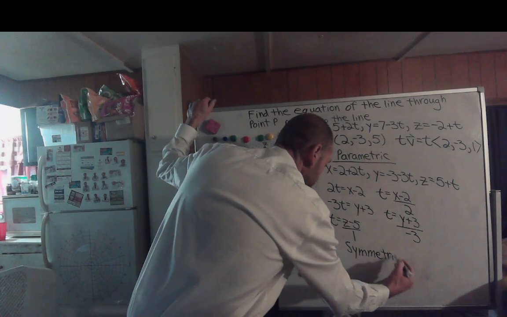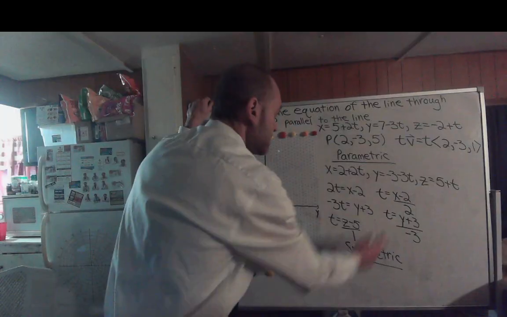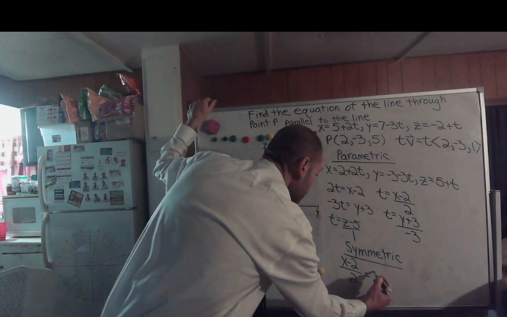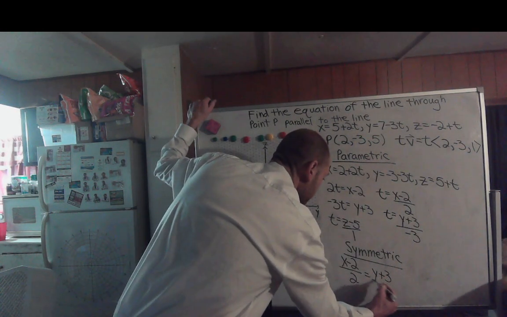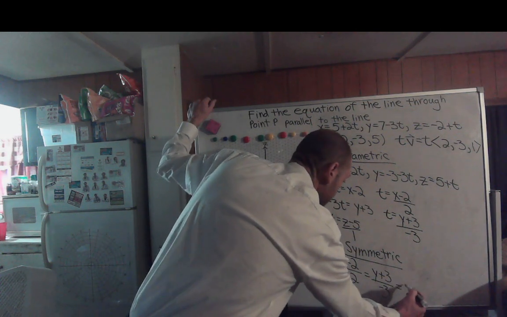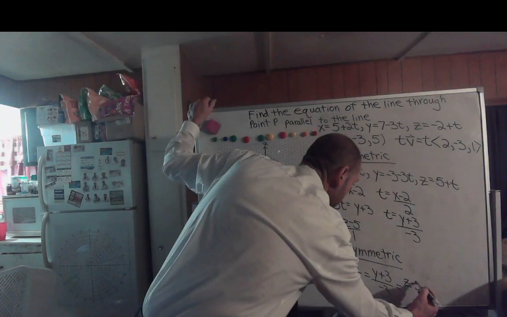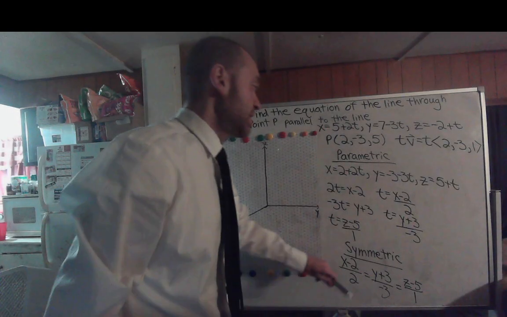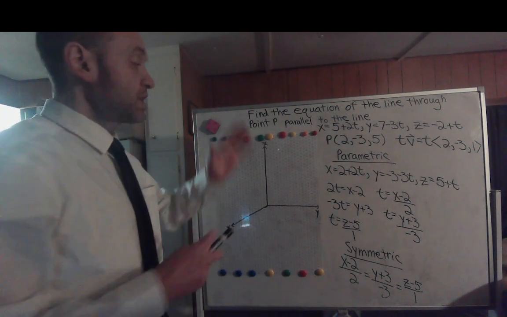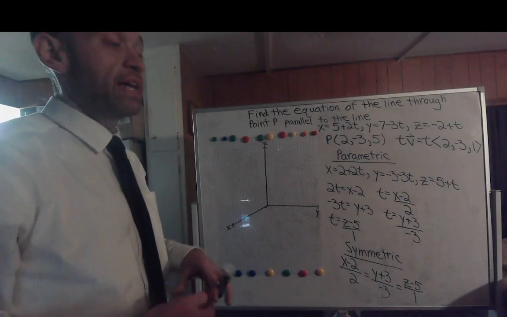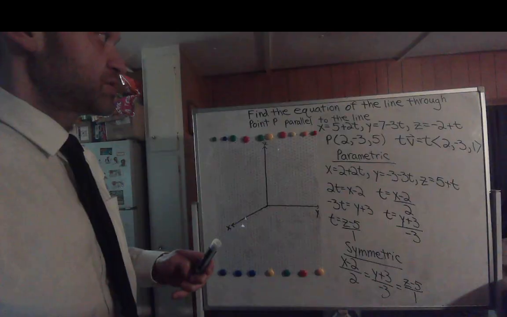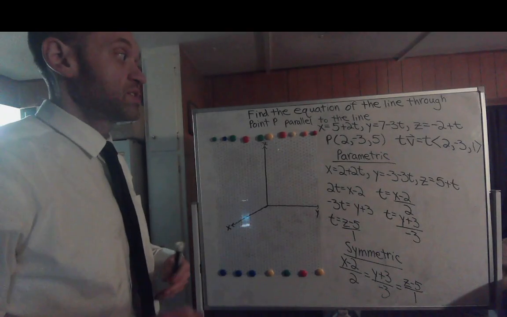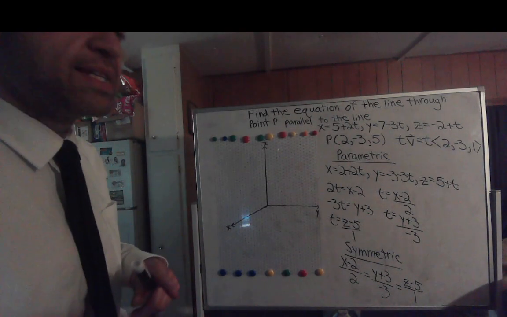So the final answer for your symmetric equations, you'll get x minus 2 over 2 equals y plus 3 over negative 3 equals z minus 5 over 1. Those would be your symmetric equations for this line. So if you're given parametric equations, you really got the next best thing to getting the vector. And we'll do one more like this, then we're going to do several exercises where we're only given 2 points instead.